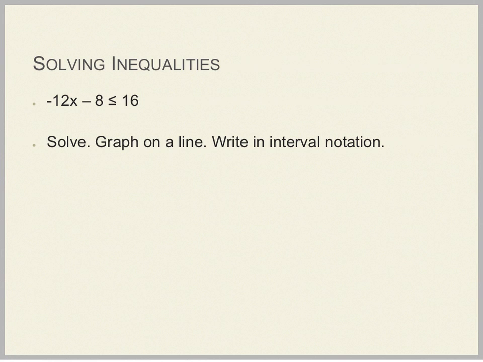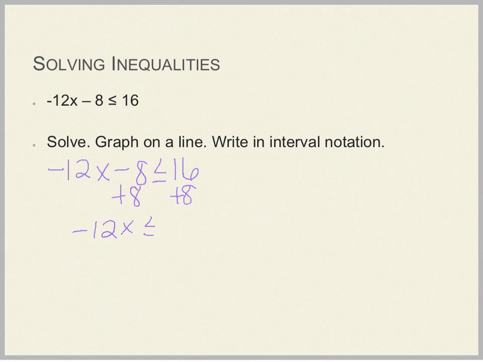Now to solving inequalities. In having negative 12x minus 8 is less than or equal to 16, I first need to solve this. I'm going to graph it on a line to help me display my interval notation. I want to isolate x. I'm going to start by adding 8 to both sides. So negative 12x is less than or equal to 24.